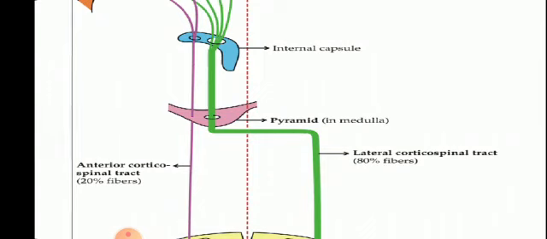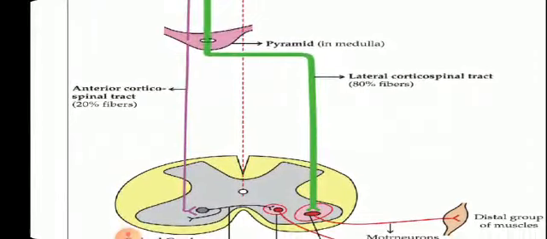In the medulla, some of the fibers pass through the pyramid and some of them do not. So 80% of the fibers from the cerebral peduncles pass through the pyramid of the medulla, and immediately they decussate to the opposite side, or they cross over to the opposite side, and then they descend down.